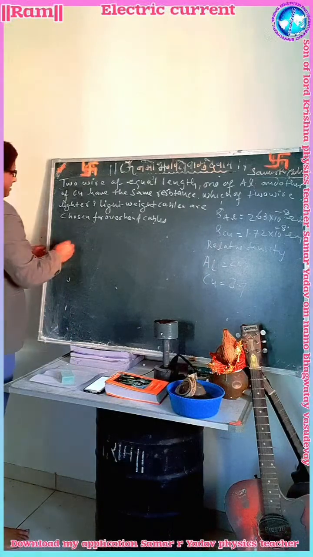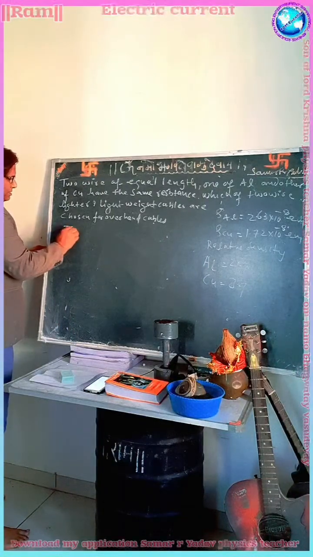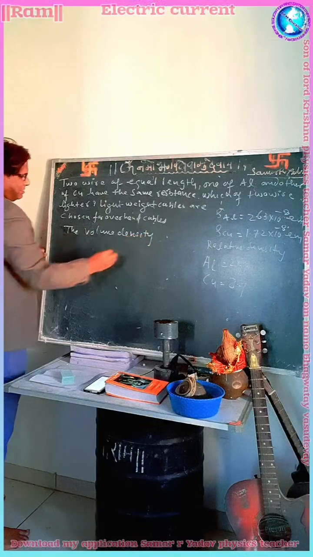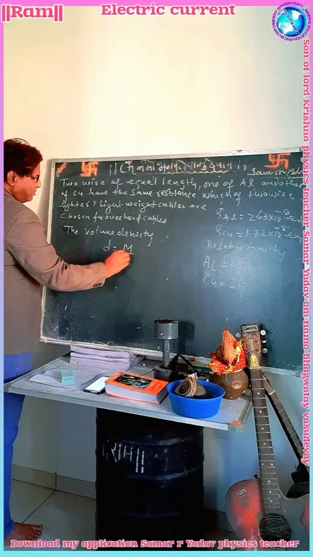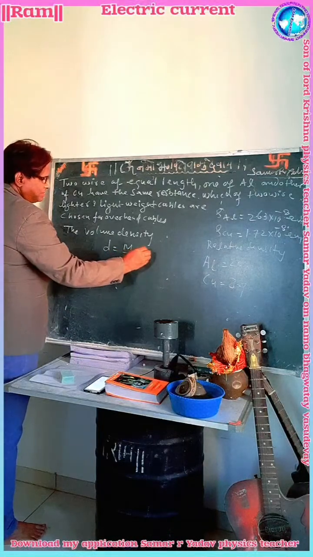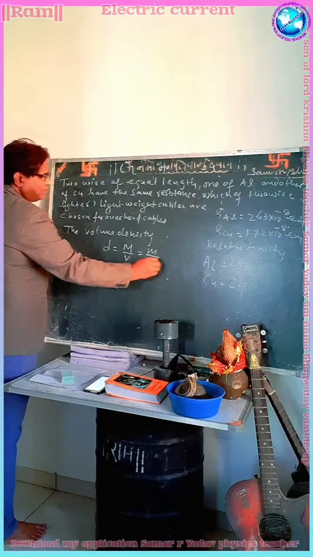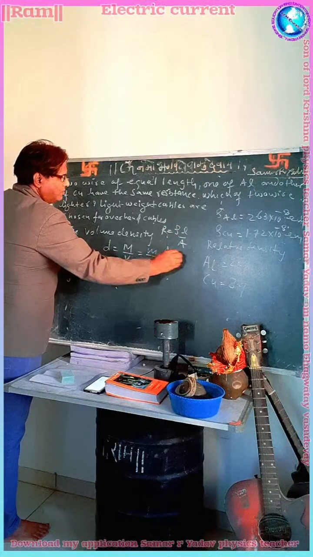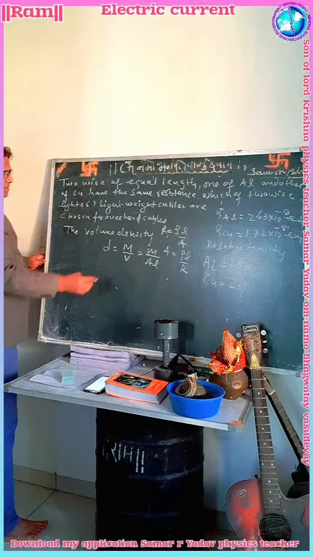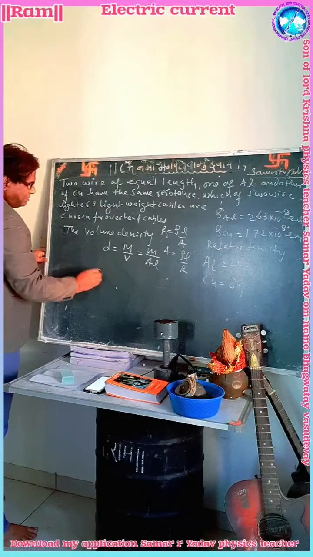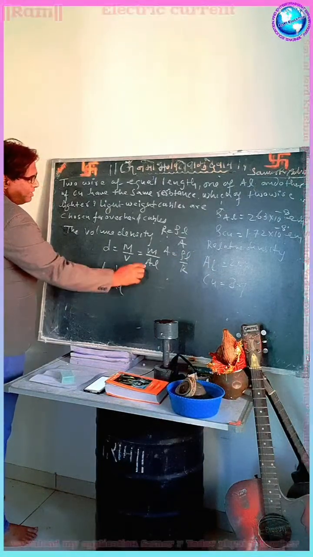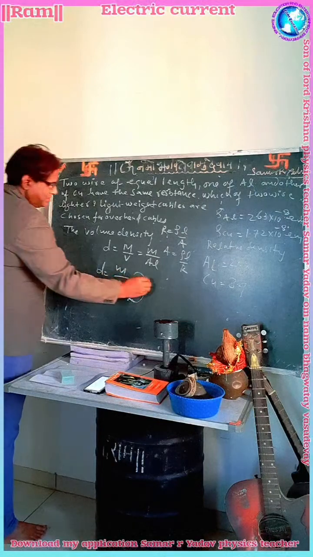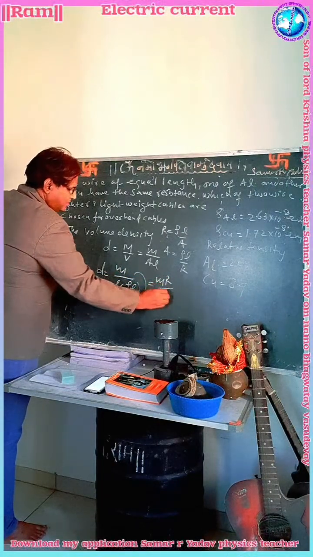Now we know that the volume density D is equal to mass upon volume, that is, the mass M upon A into L. We also know that R is equal to rho L upon A. Therefore, A is equal to rho L upon R. Keeping the value here, we get D is equal to M upon L into A. Putting A as rho L upon R, and taking the denominator to the numerator, we get M R upon rho L square.